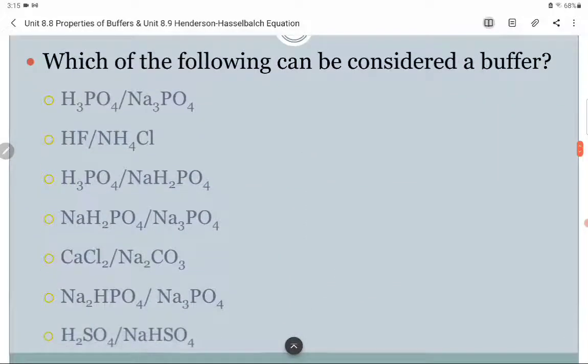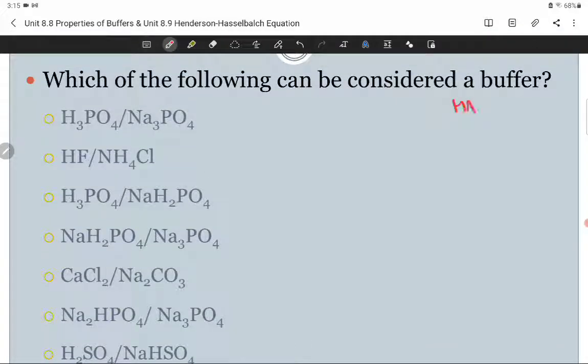Okay, which of these would be buffers? For you to have a buffer, you need to have a difference of 1 H positive from each other. So if we decide we were going to use phosphoric acid, we would need something that has H2PO4 minus. That does not have H2PO4 minus. It has PO4 minus 3. So that would not be a good buffer.